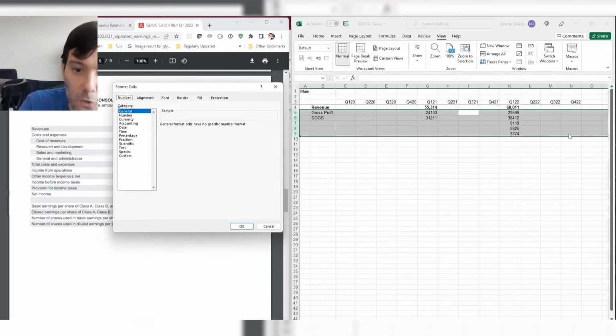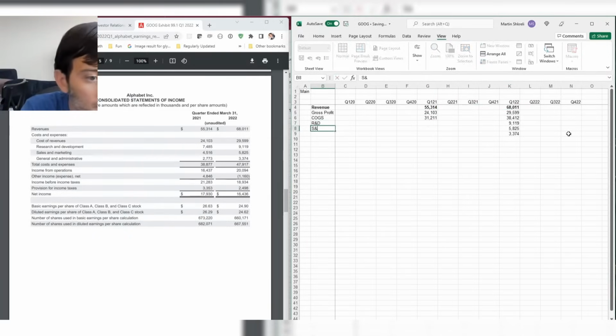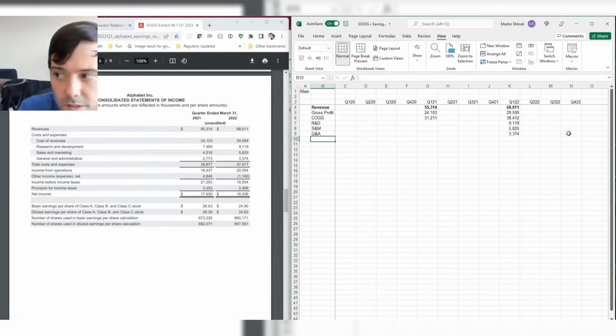COBOL is a common business-oriented language, I believe. It's one of the first computer programming languages. Common business object language, something like that.